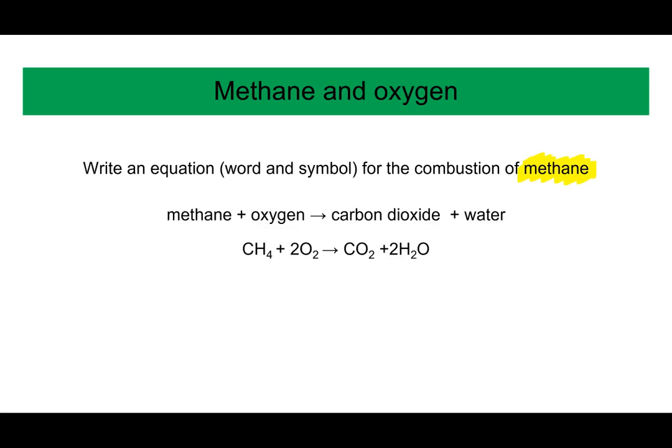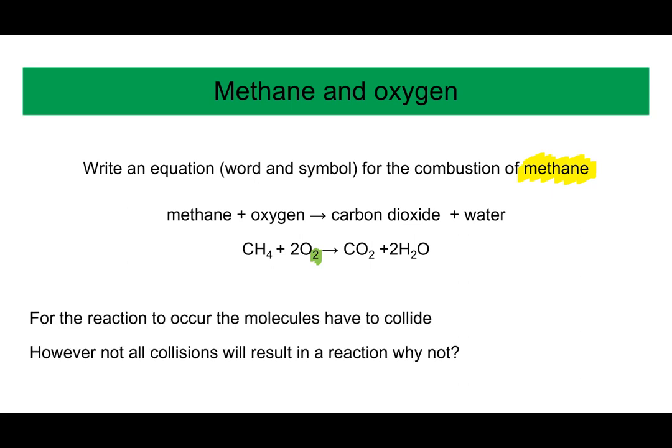Okay, so the products of combustion are carbon dioxide and water. So our word equation is going to be methane plus oxygen gives carbon dioxide and water. The methane has the formula CH4. We're reacting that with oxygen. Remember that oxygen is a diatomic compound and therefore goes around in pairs. And the products of combustion are CO2 and H2O. After that, you just need to balance it.